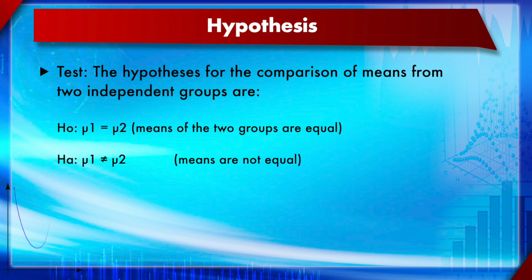Coming to the hypothesis, of course, in any statistical test, you first have to define your null hypothesis and alternative hypothesis. Here, the hypotheses for the comparison of means of the two independent groups are: H0, that is the null hypothesis, is that mu1 is equal to mu2, that is the mean of group number 1 is equal to the mean of group number 2. So there is no difference in the means of the two groups. While the alternative hypothesis is that the mean of group number 1 is not equal to the mean of group number 2. That means the difference in the means of these two groups is not 0.